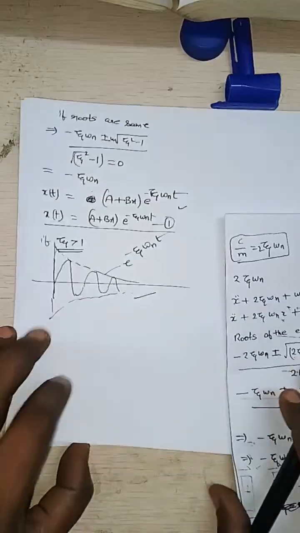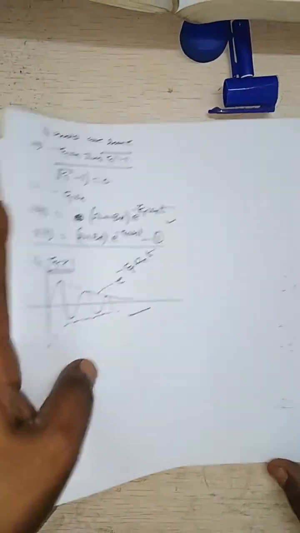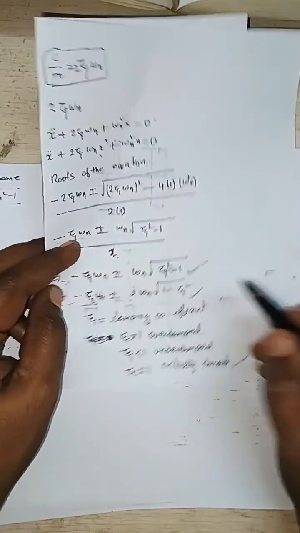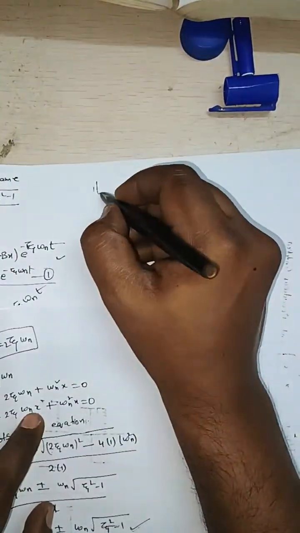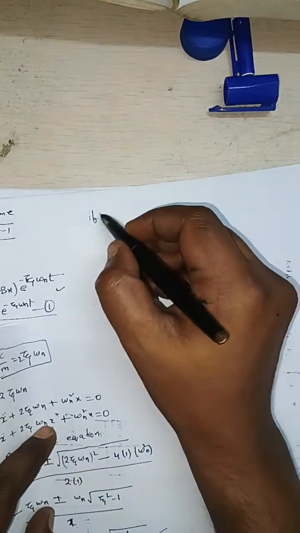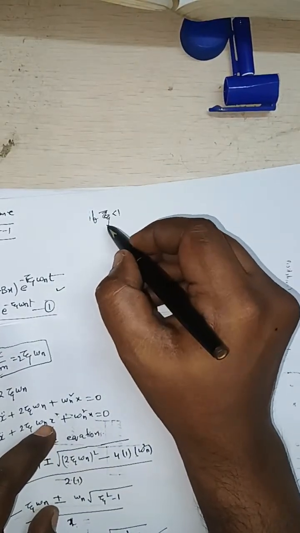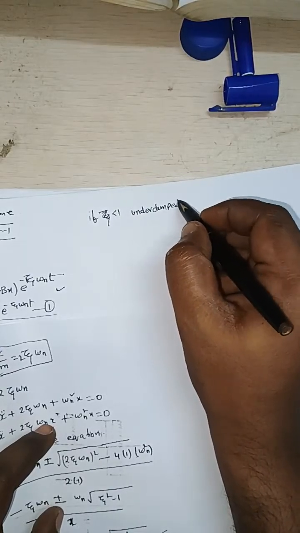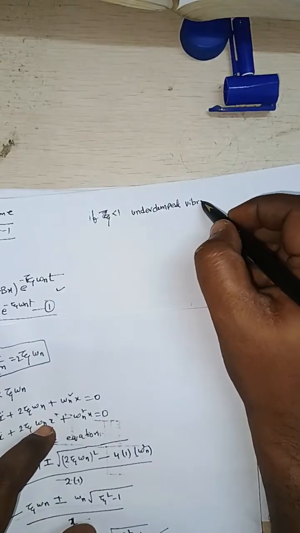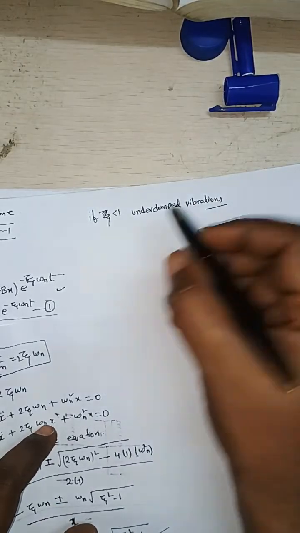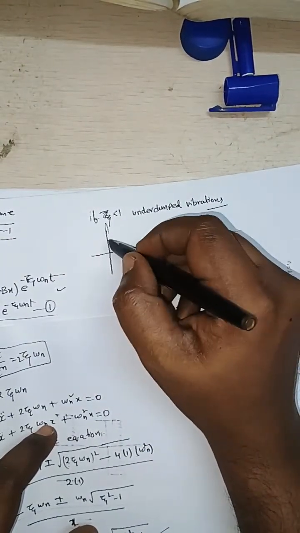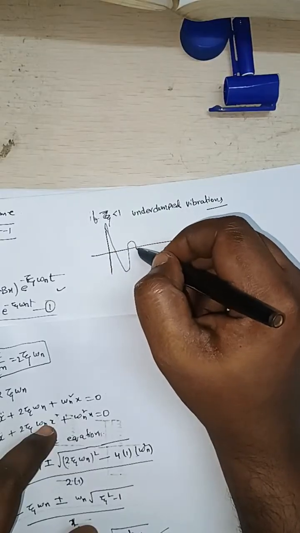Now let's go further and take this equation. If zeta is less than 1, you get underdamped vibration, and what you will get is a series of vibrations like this.